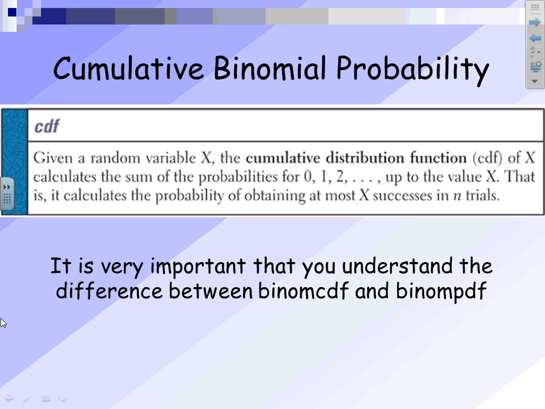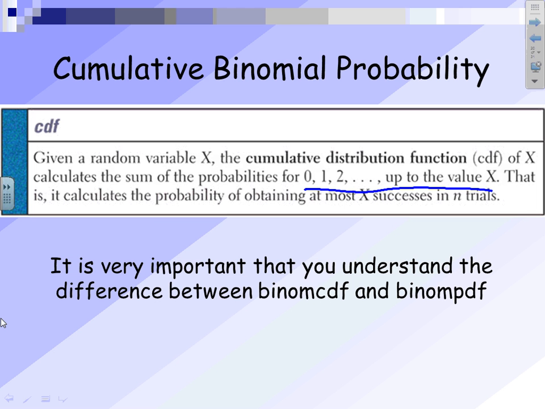All right. This gives us a more formal definition of the CDF. Given a random variable x, the cumulative distribution function of x calculates the sum of the probabilities 0, 1, 2, all the way up to the value of x. So again, it's a left-sided probability. That is, it calculates the probability of obtaining at most x successes. That's important. We need to make sure we understand that it's the left side.